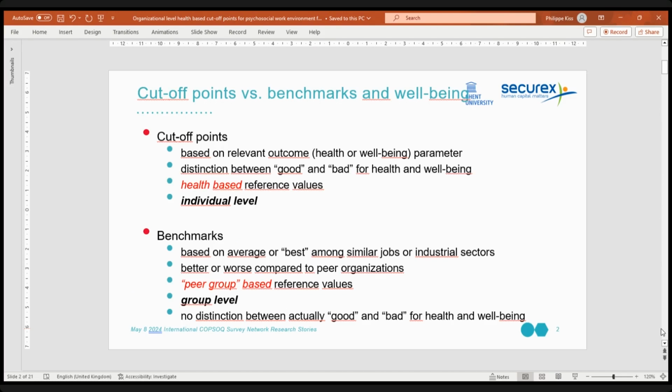The advantage of those benchmarks, or peer group based reference values, is that they are group level, but the big disadvantage is you have no clue if that peer group is good or bad, if we are talking about a sick situation or a healthy situation. If the whole peer group is sick, then you are good. So that is a bit different when we are talking about health and well-being on group level. You have individual level cutoff points that say something about sickness or non-sickness, and we have benchmarks or other peer group reference values on group level, but we have no indication on healthy or non-healthy.